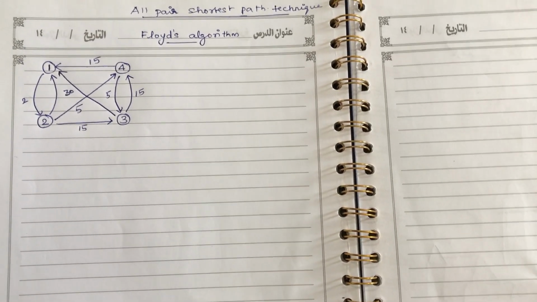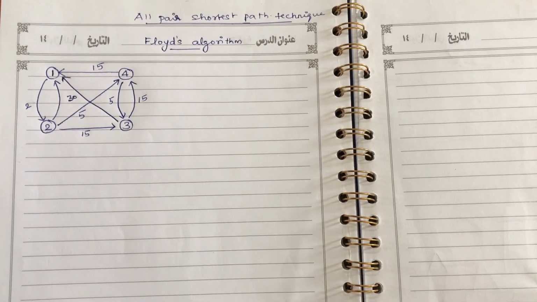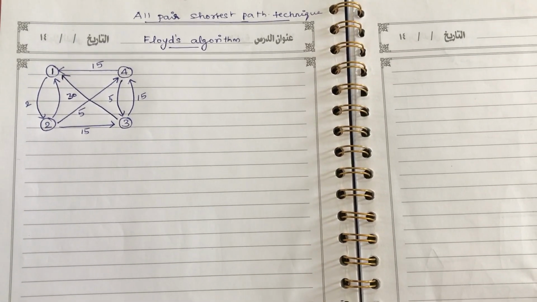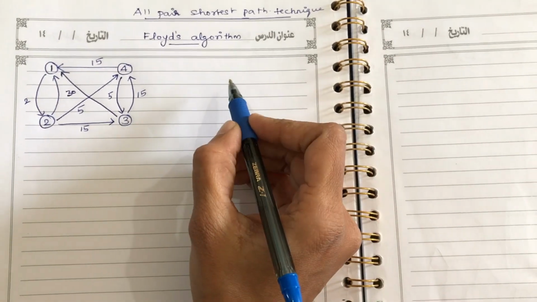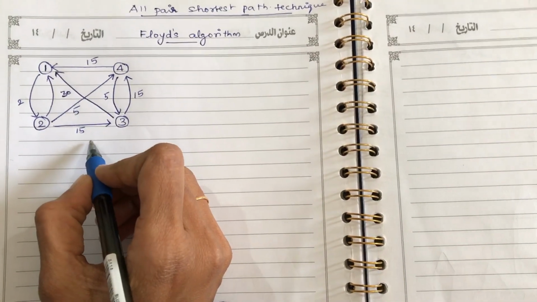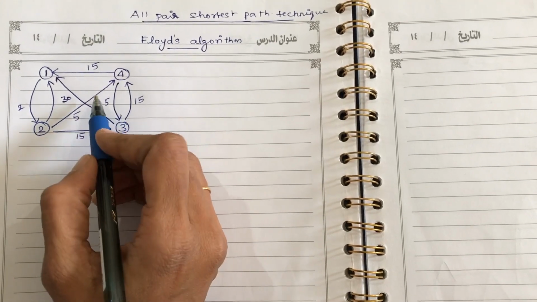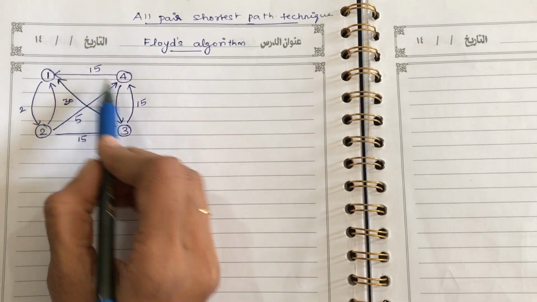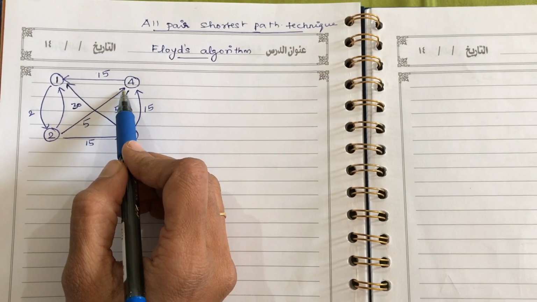This video will give you the practical way of solution to find the shortest path using Floyd's algorithm. The graph is provided. This is a directed graph, a directed weighted graph. You can see the weights here and it is directed.